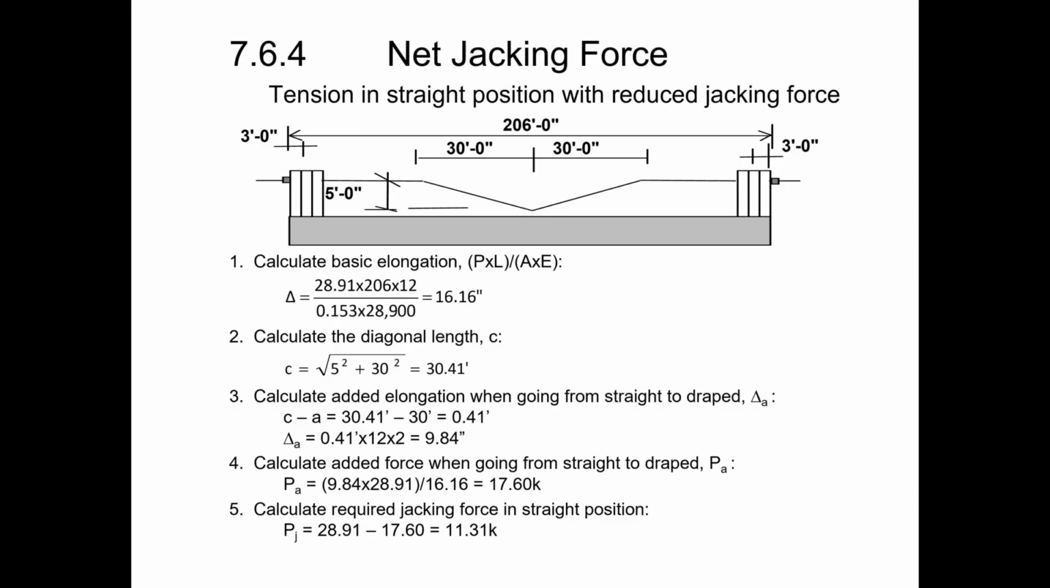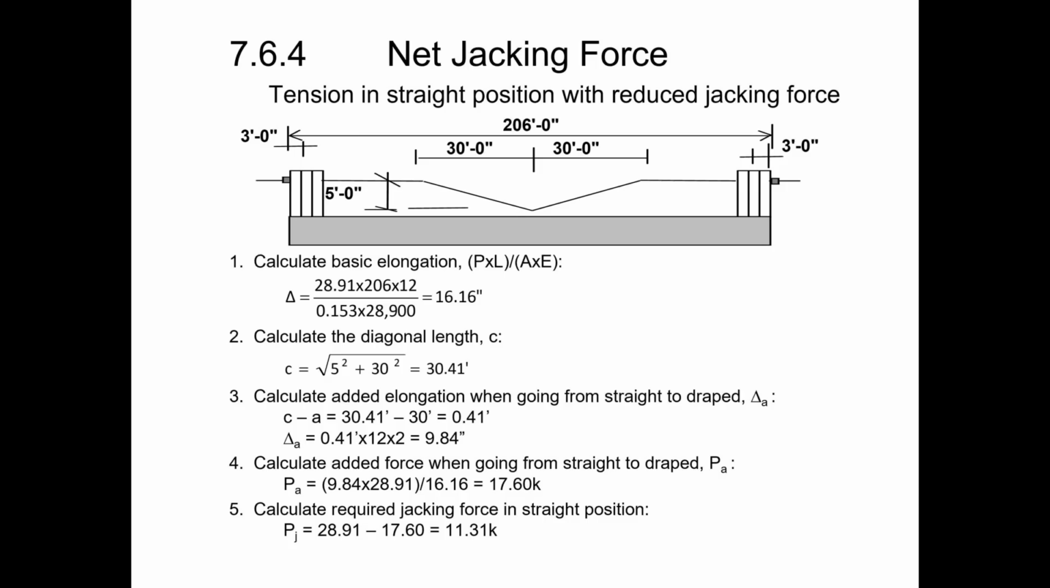Step 3, let's determine how much this strand is going to elongate when we go from the straight position to the draped position. Our elongation for each diagonal is just the difference between C and A. In this case, A is 30 feet, C is 30.41 feet. That means this strand is elongating 0.41 feet for each diagonal.